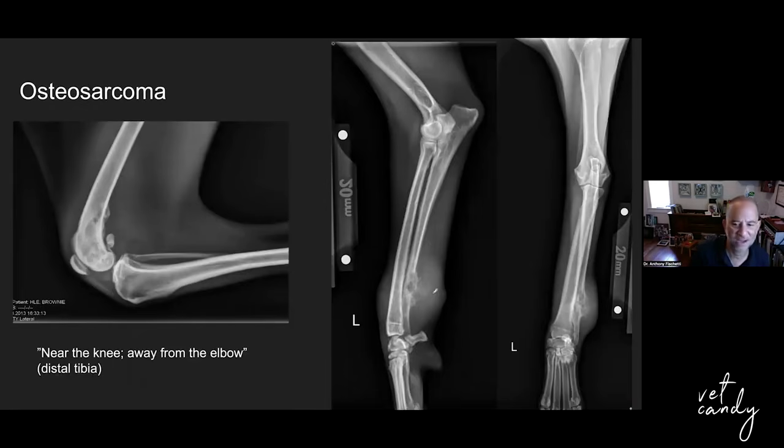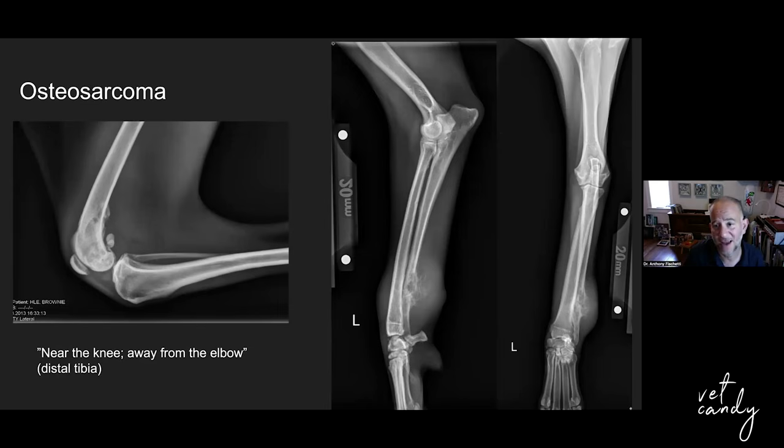Osteosarcoma, we've got to talk about osteosarcoma. It's super, super common. And for the most part, we talk about near the knee or away from the elbow. So the distal femur is a common place for this irregular lytic appearance, osteosarcoma, a primary bone tumor, or away from the elbow, distal radius, or in this case, the distal ulna, which is less common, but it still gets the point across that it's away from the elbow.